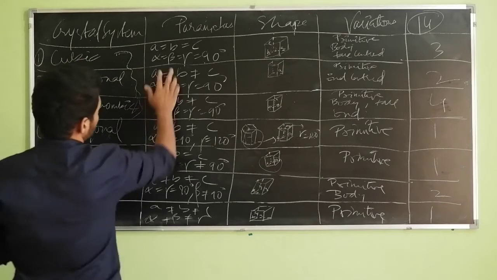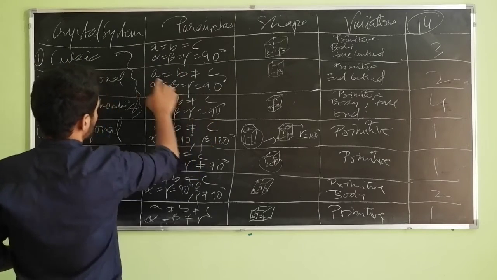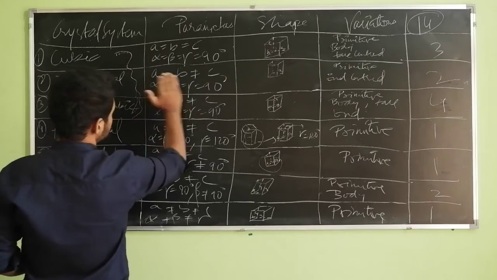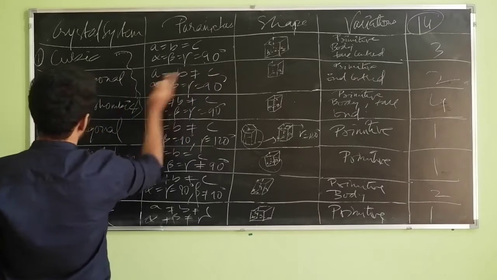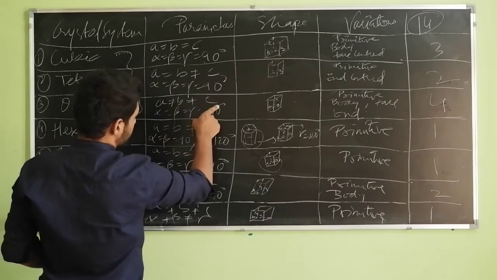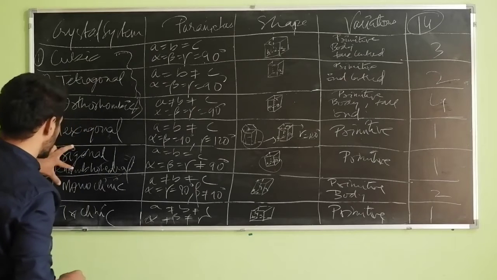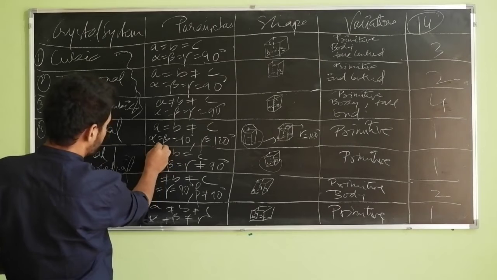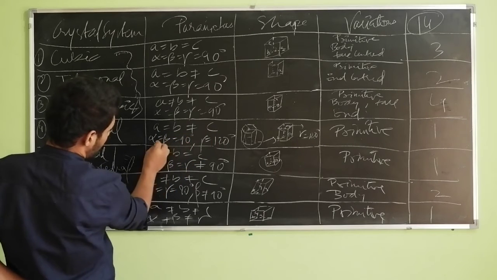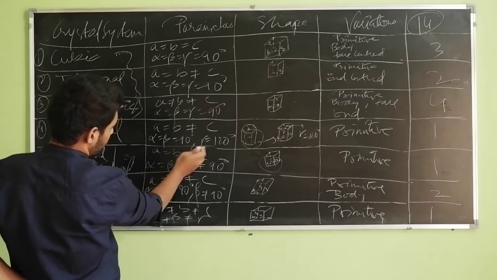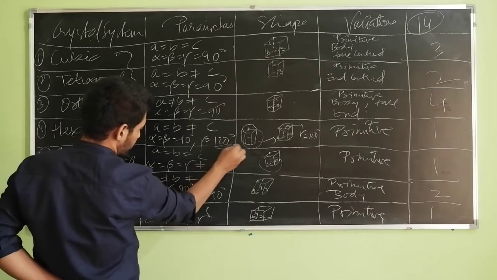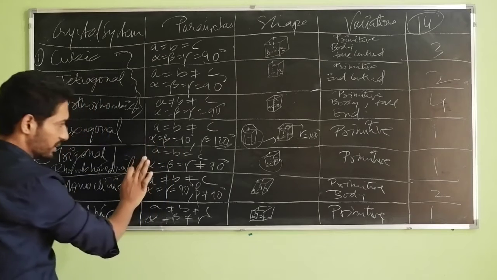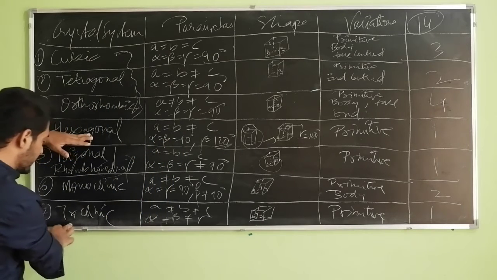What do we see in this? All the angles are 90 degree. Only variation is, first is cubic, everything is equal. What happens in tetragonal? One side becomes unequal. In orthorhombic, everything is unequal. Alright. So in hexagonal and trigonal, in hexagonal we have a equals b is not equal to c, alpha equals beta equals 90 degree, and gamma is 120. This is a different variation. Gamma is 120 degree and the other angles are 90 degree. Just remember this. Alright.